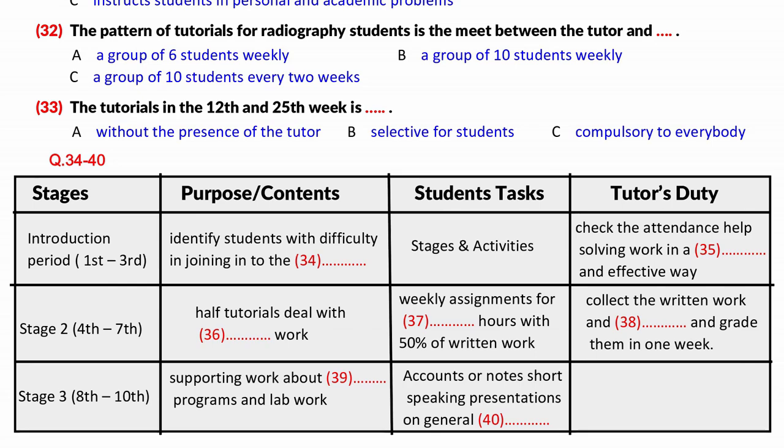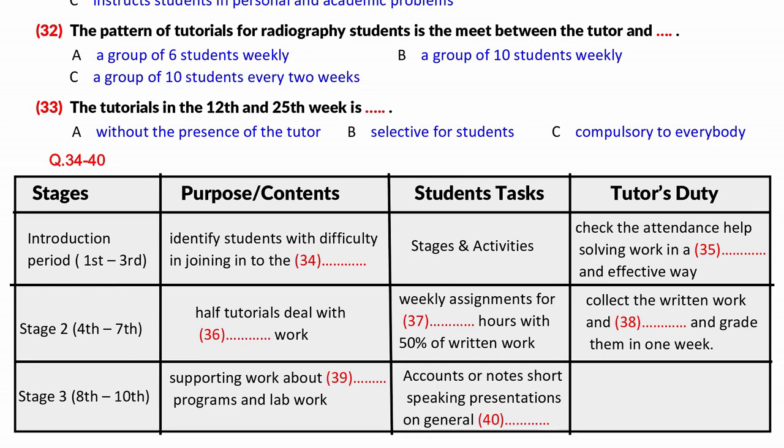Stage 2 begins from the 4th week. Some tutorials of this period are to be devoted to discussion or going over the students' lecture notes, but approximately 50% of tutorial time is to be devoted to coursework. You should finish the weekly homework assignments of 2 hours duration with at least 50% involving written work. At least 8 homework assignments during the year should involve answering problems set on coursework. The written work collected by the tutor should be marked within a week of handing in, and generally the assignments should be graded.